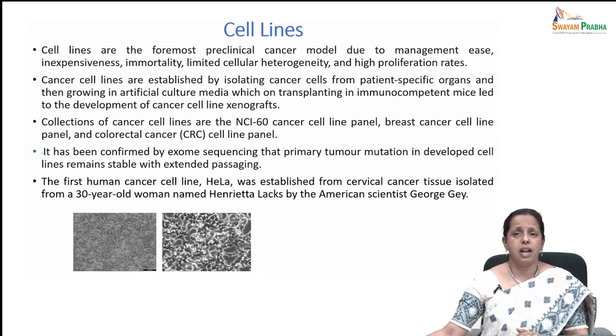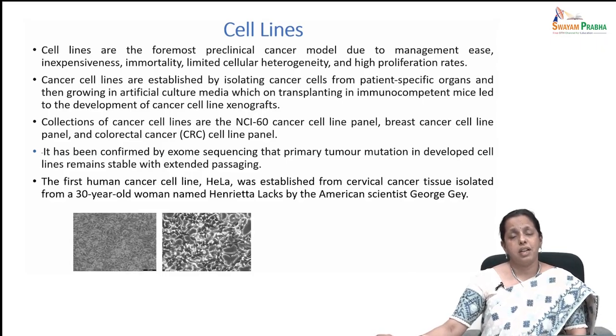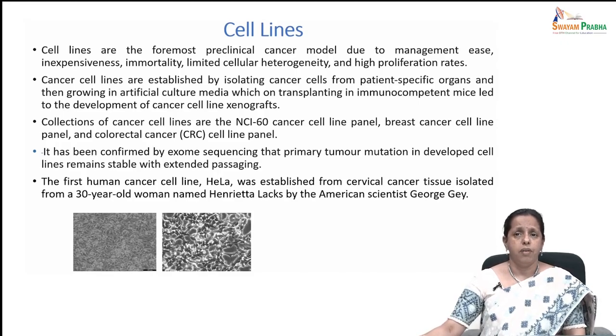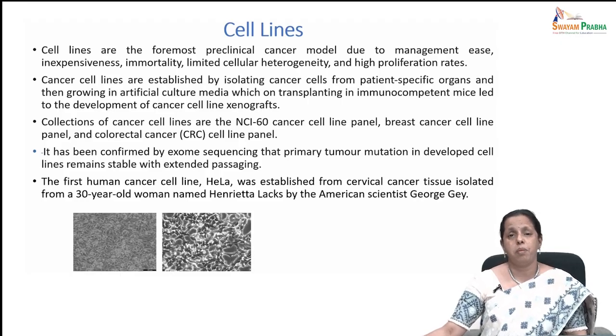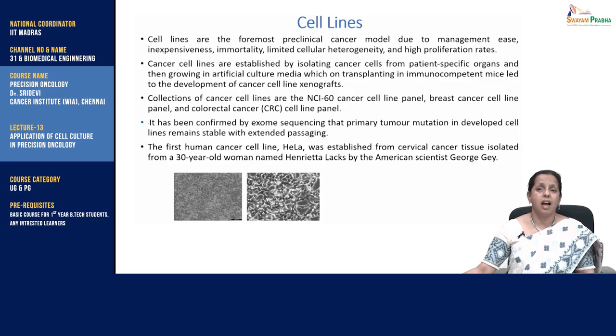So how are cancer cell lines established? They are established by isolating cancer cells from patient-specific organs and then growing them in artificial culture media. If these cell lines are put back into immunodeficient mice, they lead to the development of cancer cell line xenografts. Please note, this is different from patient-derived xenografts, wherein the tumor per se from the patient is implanted into the mice. Here, the cell lines are injected in a particular number based on the weight of the mice to get the mice models.